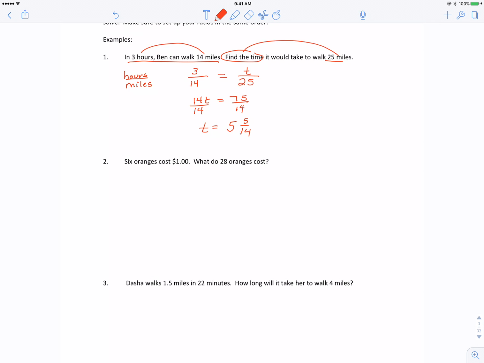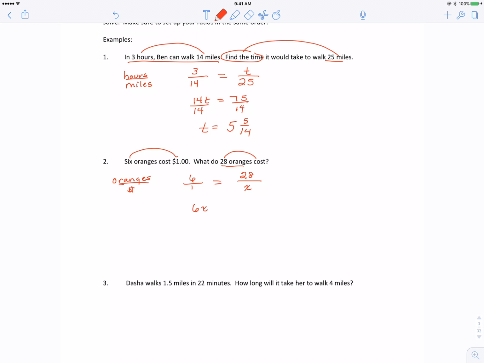When I move on to number 2 here, I can see these two numbers go together and these are going to go together. 6 oranges cost $1. So we are comparing oranges to money. In my proportion, these go together. 6 goes to $1. 28 represents oranges, so I'm going to put it on top. And I want to find the cost, which would be my X on bottom.